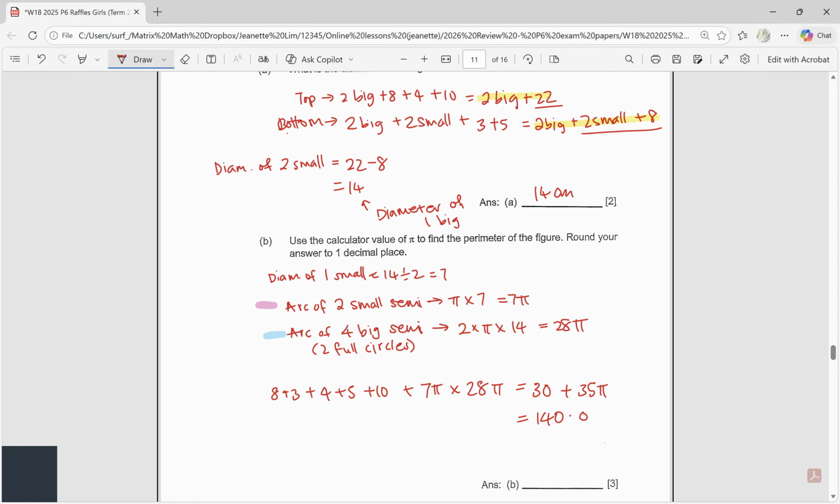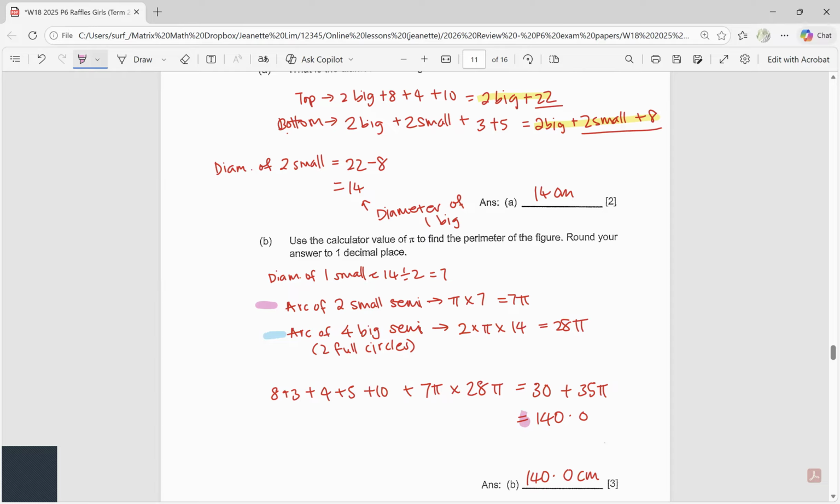So the answer is 140.0 cm. Okay, sorry, take note here. This should be an approximation sign because we are rounding.